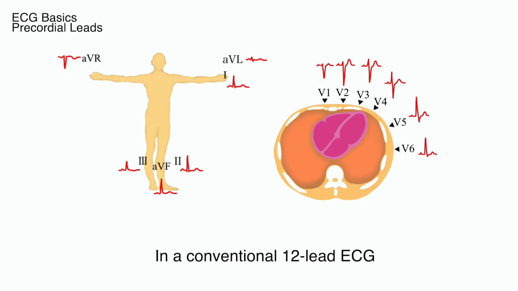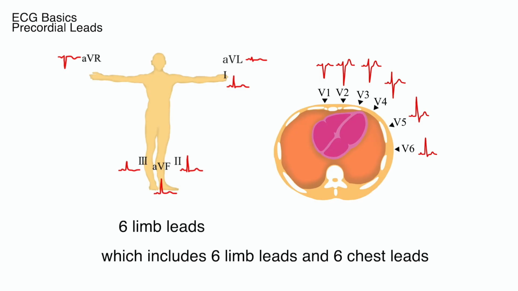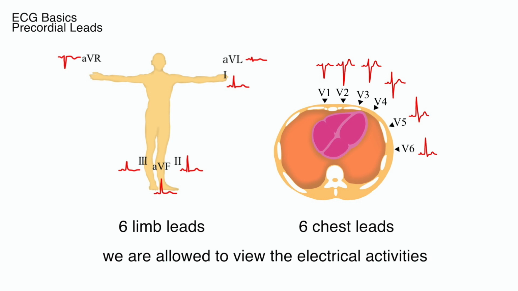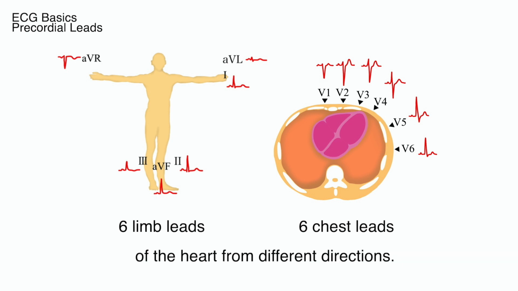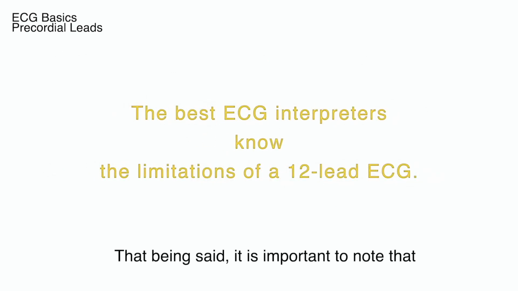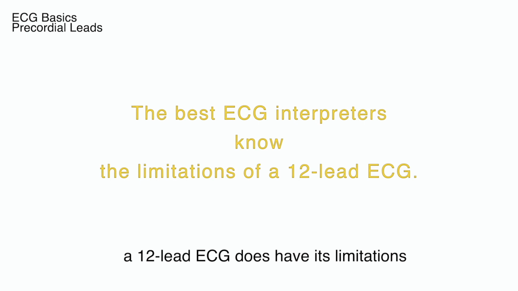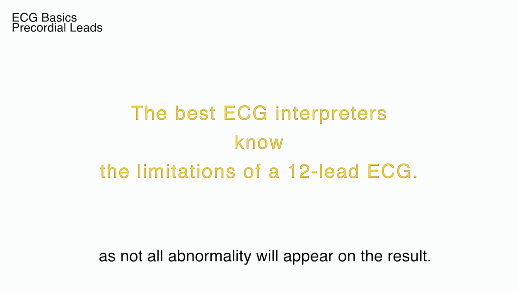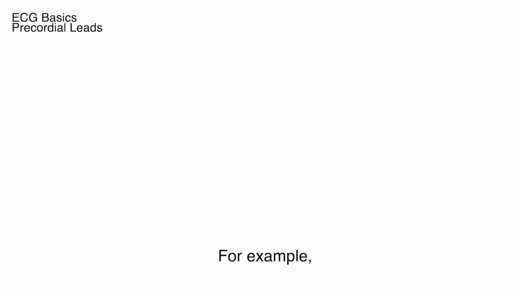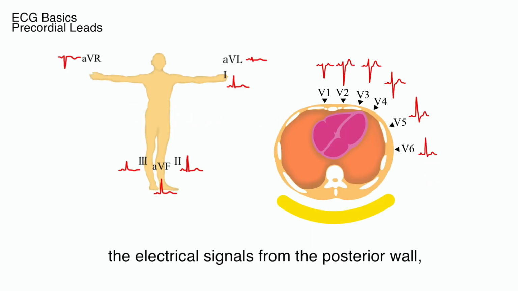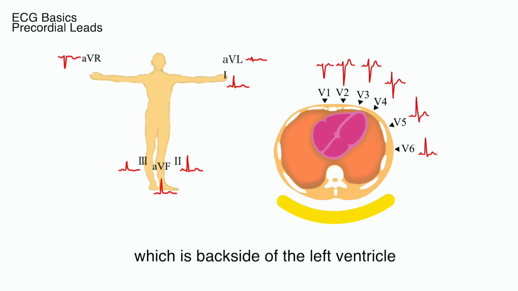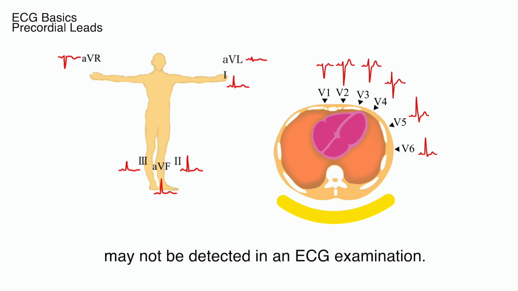In the conventional 12-lead ECG, which includes 6 limb leads and 6 chest leads, we are allowed to view the electrical activity of the heart from different directions. That being said, it is important to note that a 12-lead ECG does have its limitations, as not all abnormalities will appear on the result. For example, the electrical signals from the posterior wall, which is the back side of the left ventricle, may not be detected in an ECG examination. In the rest of this video, we will talk about how to read ECG paper.